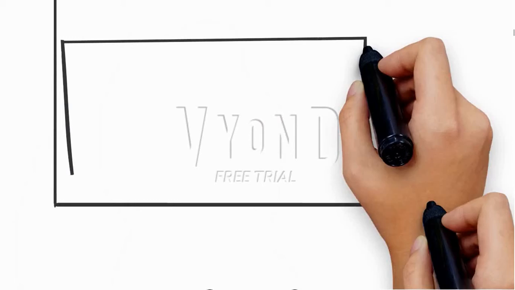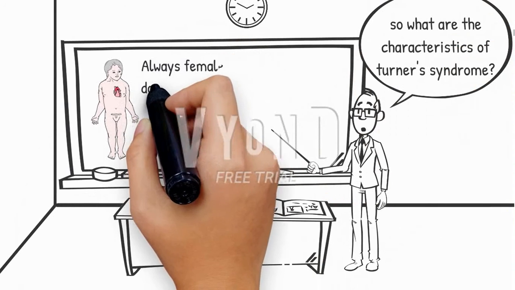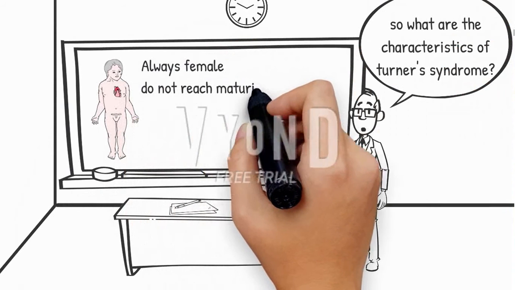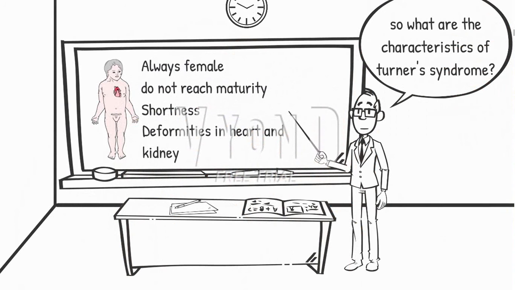And now the characteristics of Turner syndrome. It affects only females due to the absence of Y chromosome, so she doesn't reach maturation due to the deficiency of female sex hormones. She is very short and she has deformities in heart and kidney.